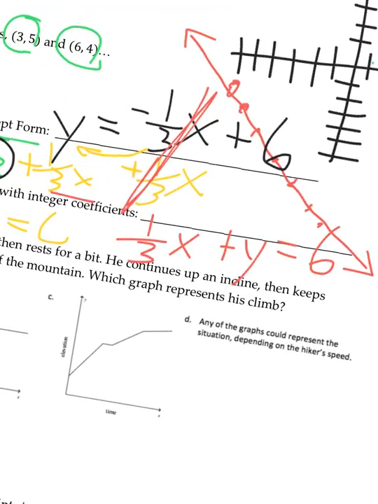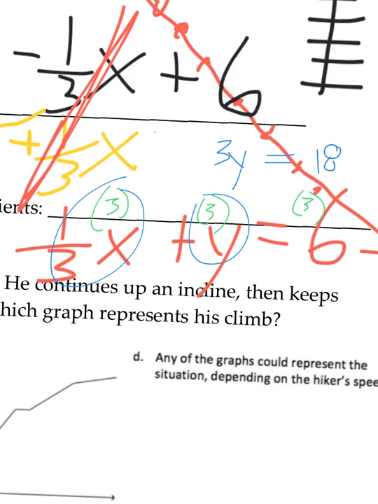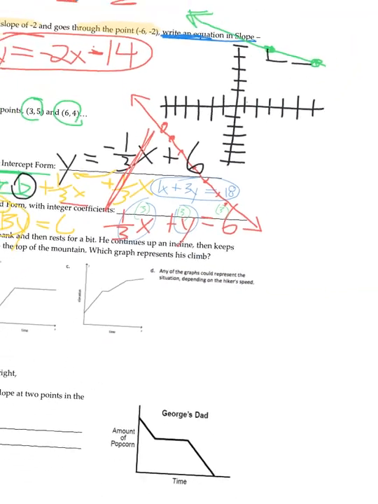And then lastly, no fractions allowed when we're talking about standard form. So I multiply by the denominator. Final answer is 18 over here, 6 times 3. 3 times y is 3y. And 1/3 times 3x is just 1x. 1x plus 3y equals 18 is my standard form answer there.